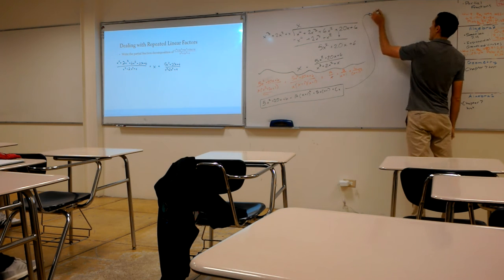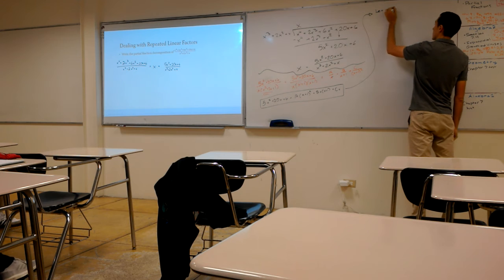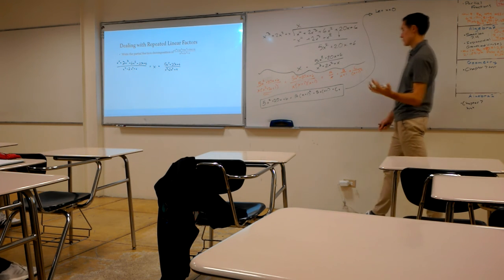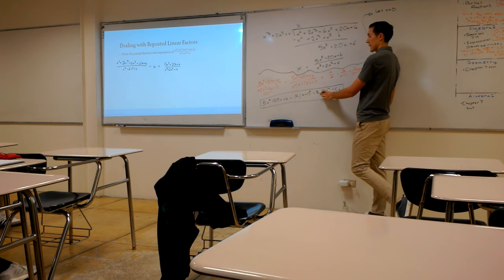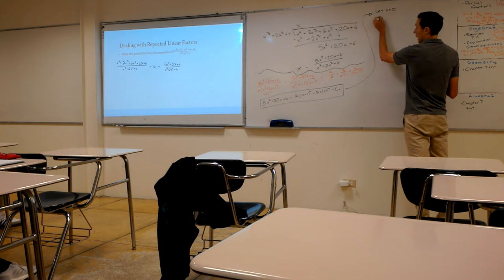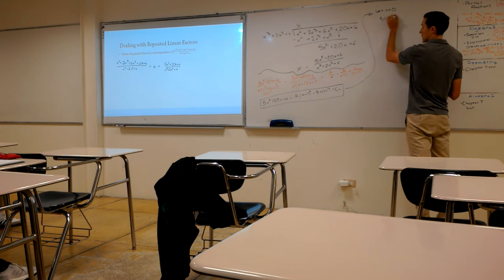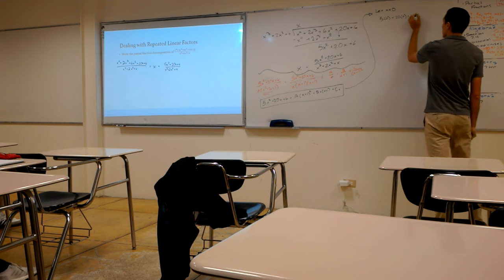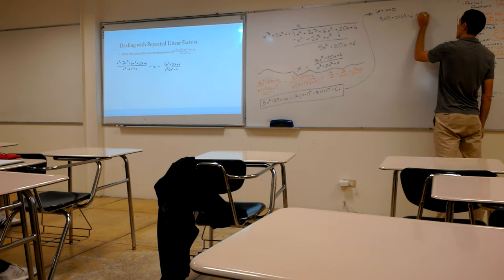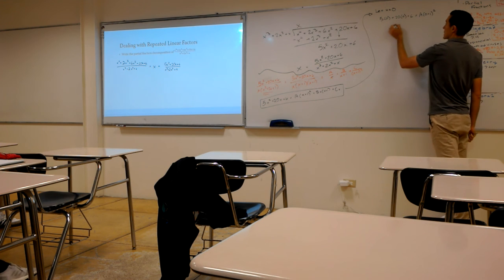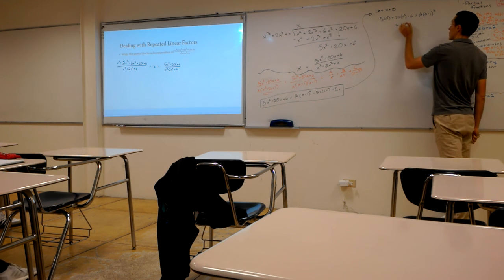So the first time, I'm going to let x equal 0, because that's going to eliminate these two. So if x is 0, I have 5 times 0 plus 20 times 0 plus 6 equals A times 0 plus 1 squared. Giving me 6 equals 1A, so A equals 6.